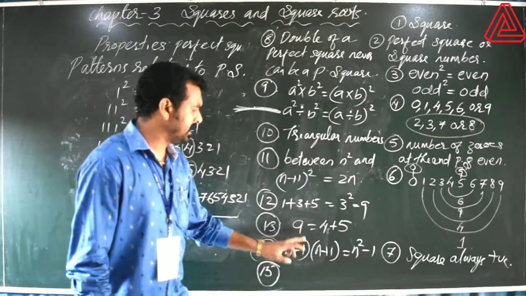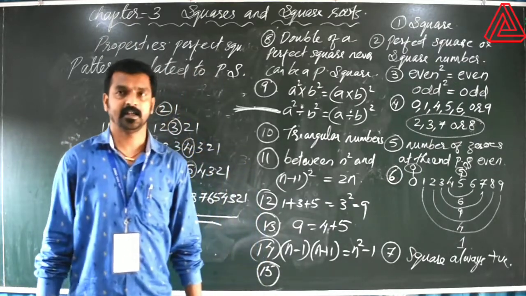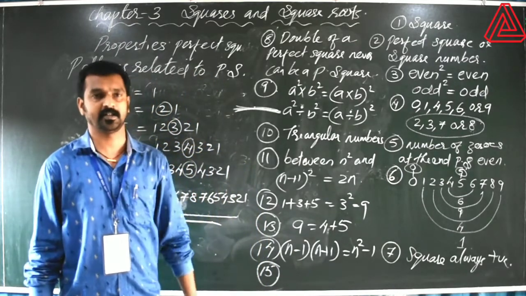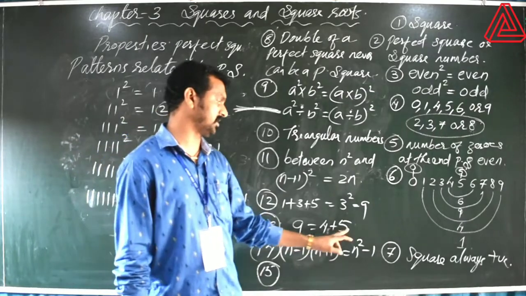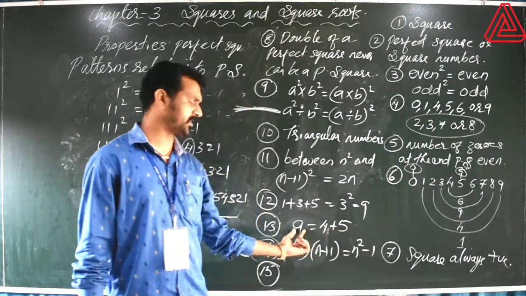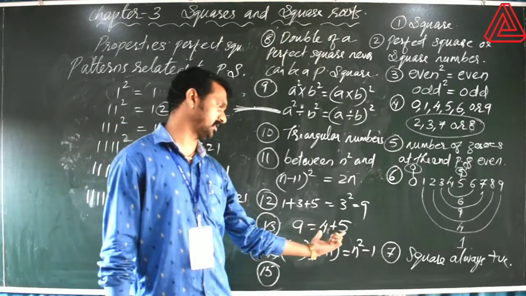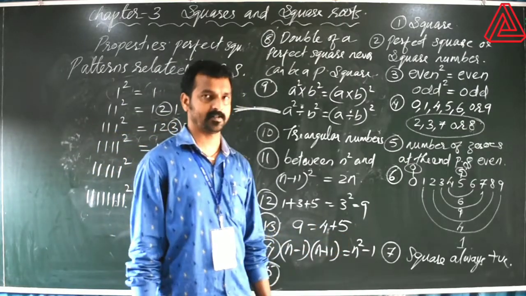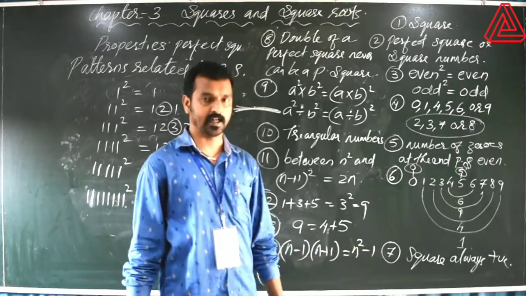Then any perfect square can be written as the sum of two consecutive natural numbers. 4 and 5 are two consecutive natural numbers. So this perfect square, 9 is a perfect square, can be written as the sum of two consecutive natural numbers.